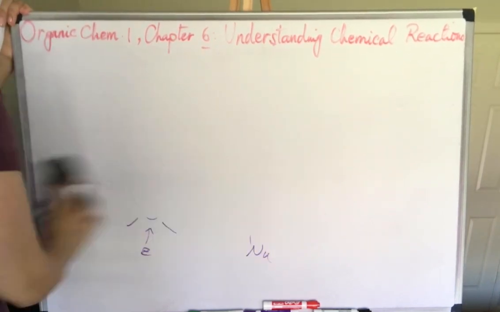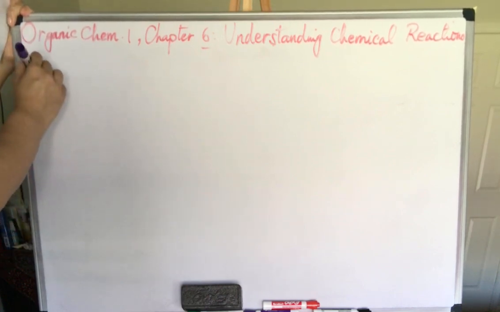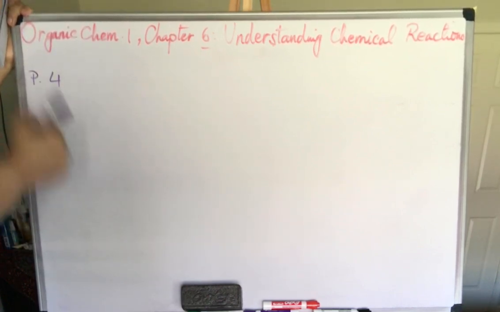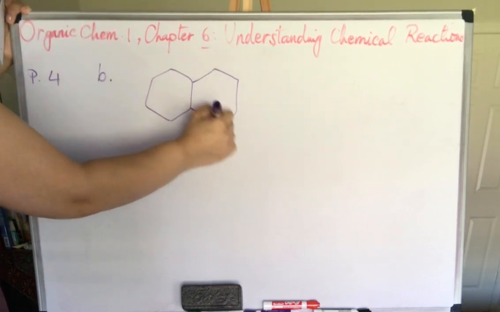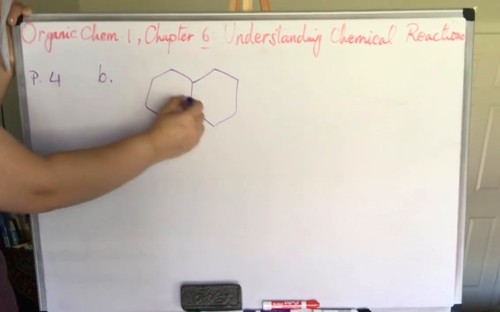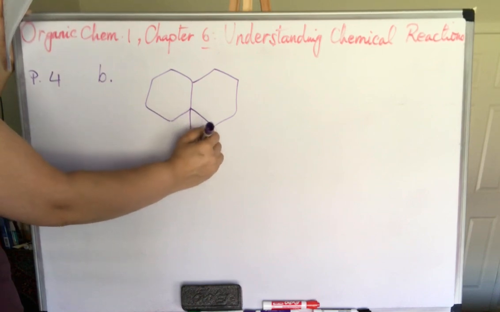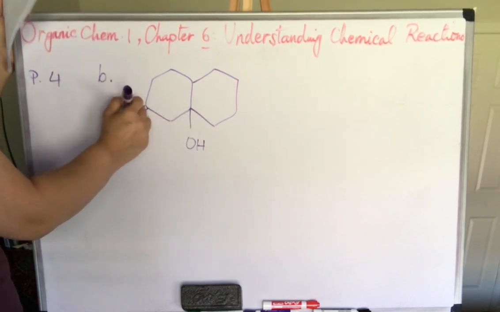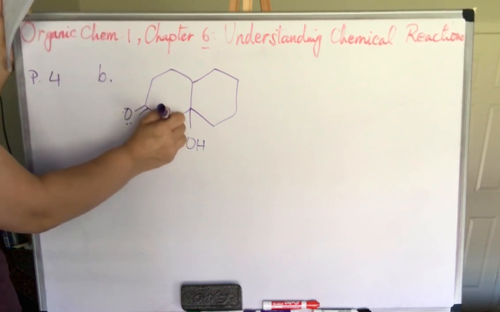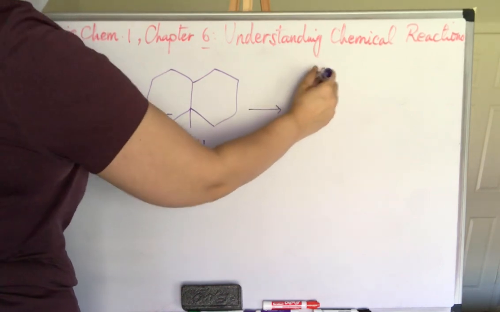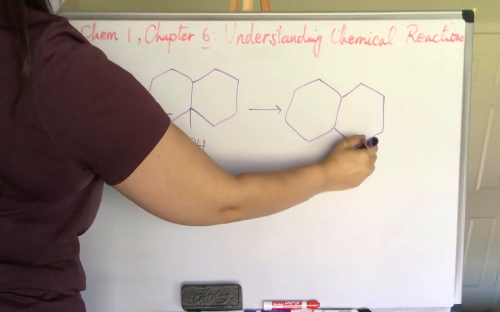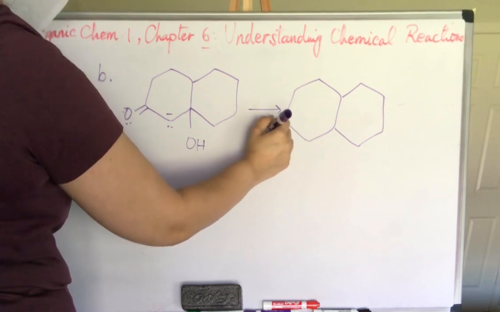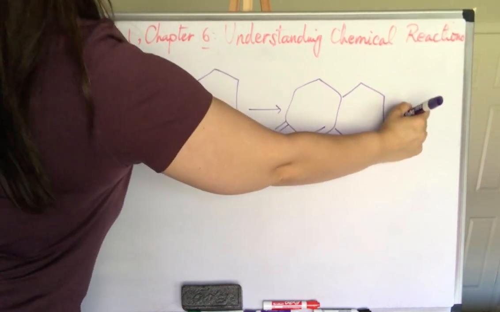So, working on a few of these examples on page 4. First example, I would say let's work on B. It looks a little bit more complicated than A. We are supposed to show the movement of electrons by comparing reactant to the product. This is what you have on the reactant. And in the product, you will be left with this plus OH.